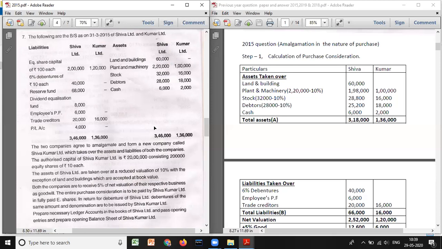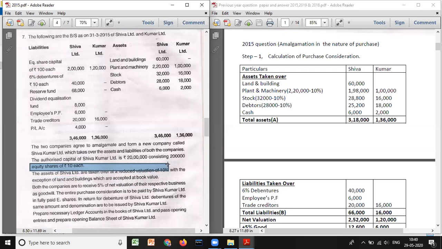The third one is that the business needs to be carried on. I think it will be carried on. But the fourth one is that assets and liabilities should be recorded only at book value, but here they have given market value of assets, so it cannot be a merger. Look here, the assets of Yuva Limited are taken over at a reduced valuation of 10%. That means they have given an adjustment related to assets, so it cannot be a merger, it can only be purchase. So we have identified that it is amalgamation in the nature of purchase.